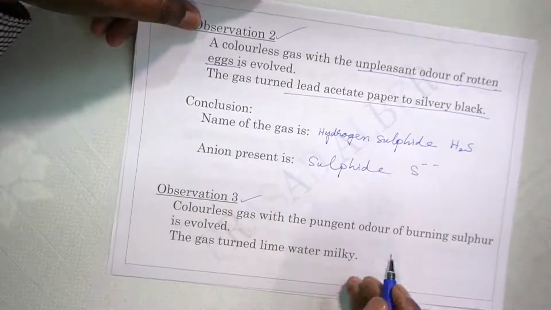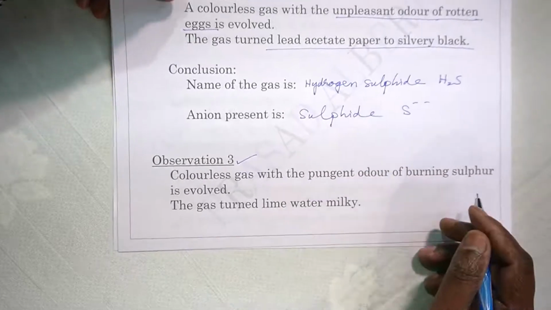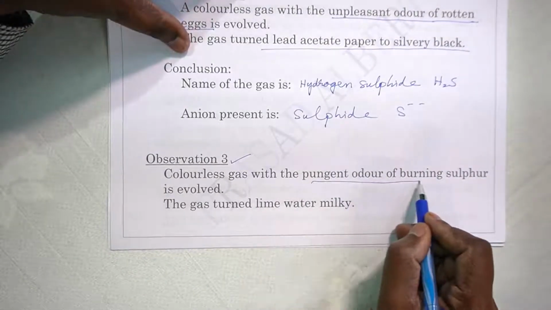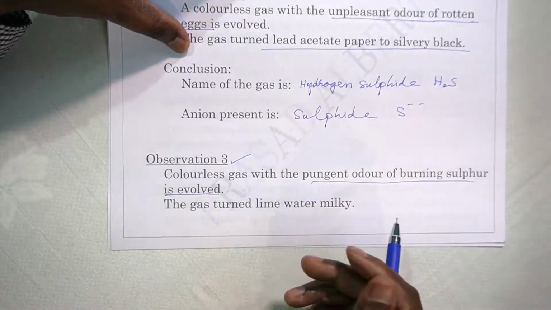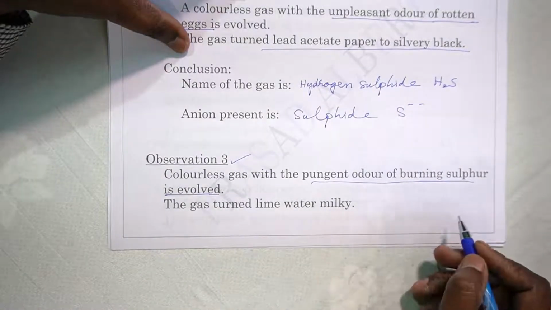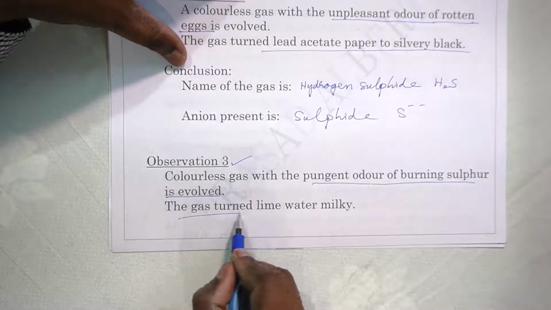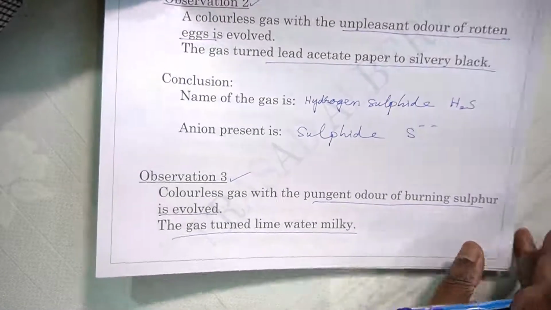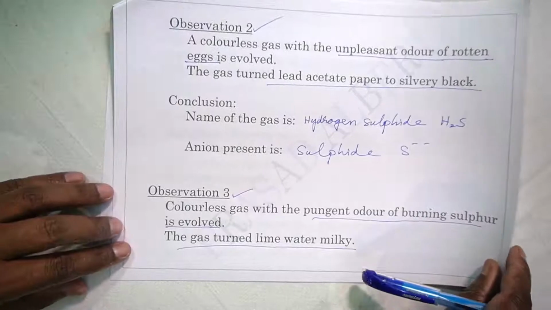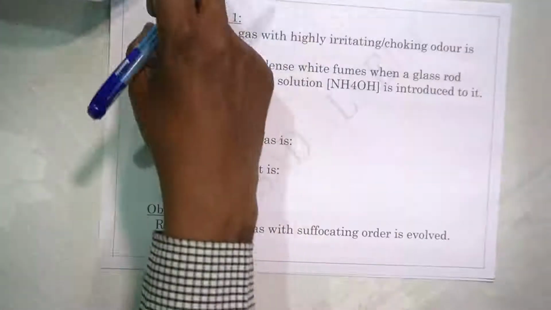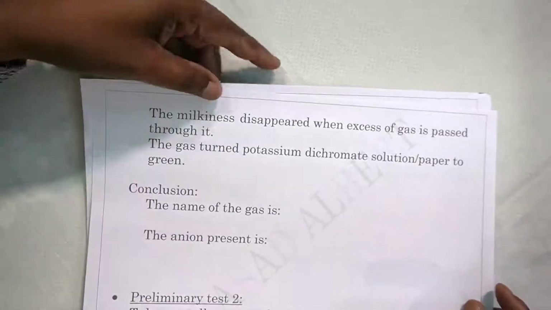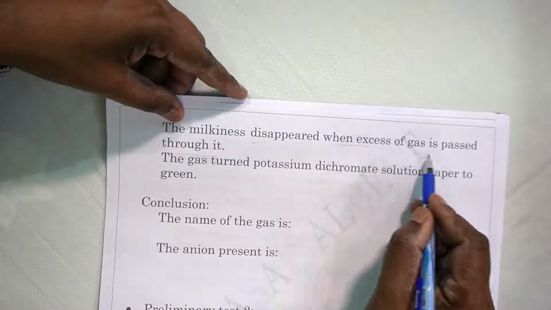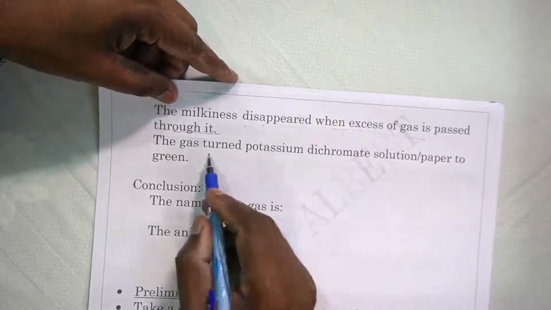The third observation is a colorless gas with a pungent odor of burning sulfur. It's very pungent, it pierces your nose if you breathe it. It is a poisonous gas. And this gas turns lime water milky. Like carbon dioxide, this also turns lime water milky. And one more test we will perform with this gas is the use of potassium dichromate paper.